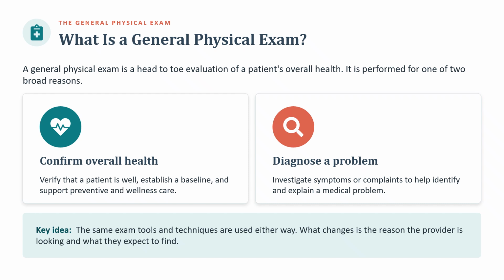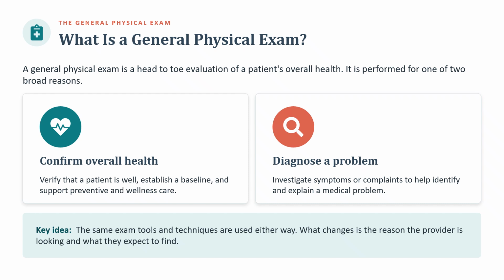Let's start off by defining what the general physical exam actually is. It's a head to toe evaluation of a patient's overall health, and providers order it for one of two broad reasons. The first reason is to confirm an overall state of health. Think of the annual wellness visit. The patient feels fine, and the goal is to verify that they are well, establish a baseline set of measurements, and catch anything early.